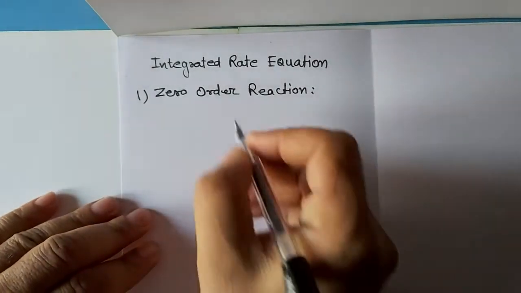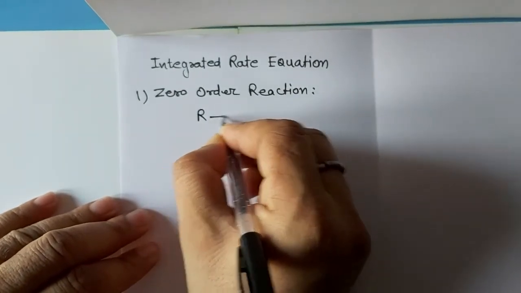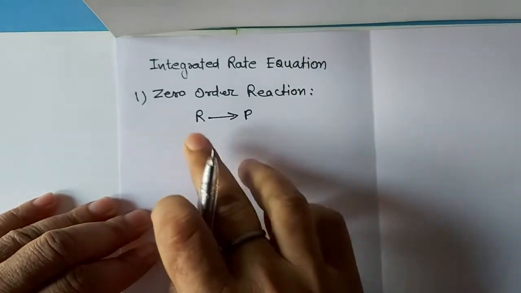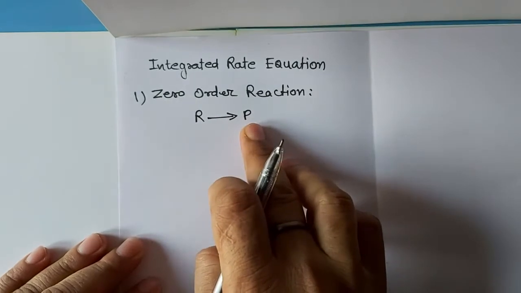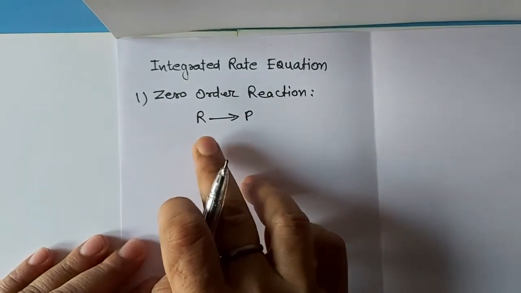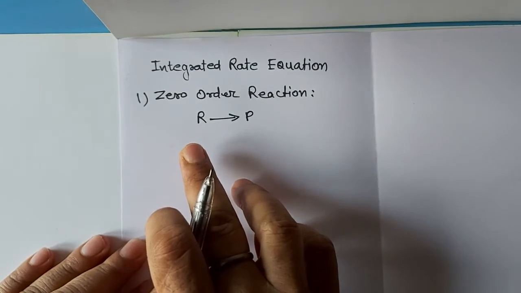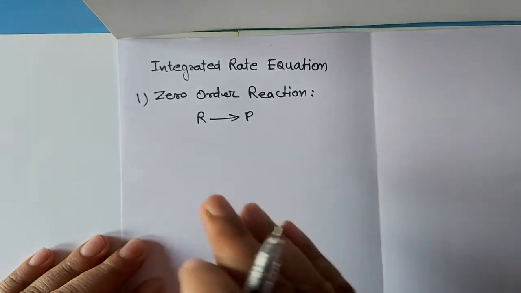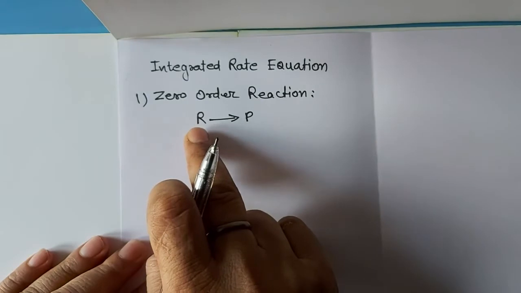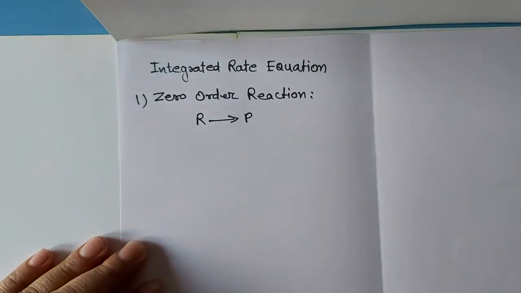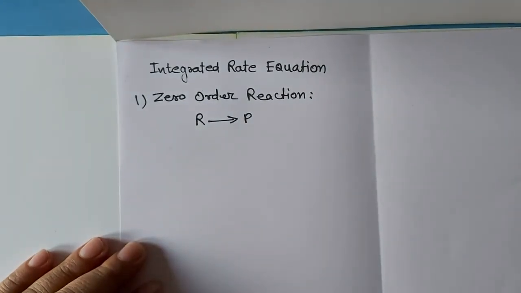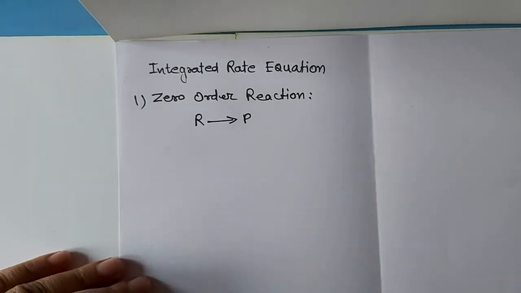That means if a reaction is taking place, let's say R is getting converted into P, then in this type of reaction the rate of reaction is proportional to 0 power of the concentration of the reactant. That means the concentration of reactant doesn't have any influence on the rate of the reaction. So it can be written as this.